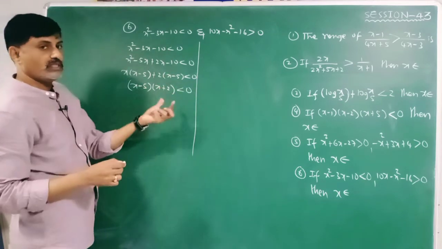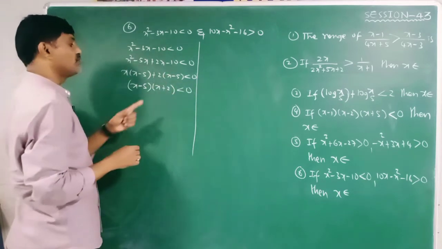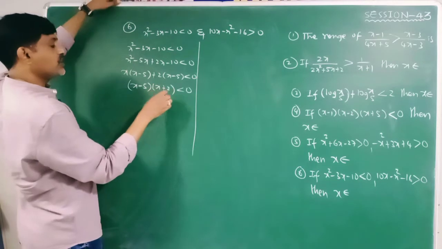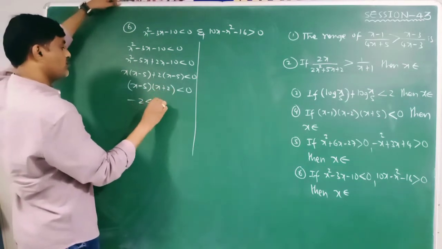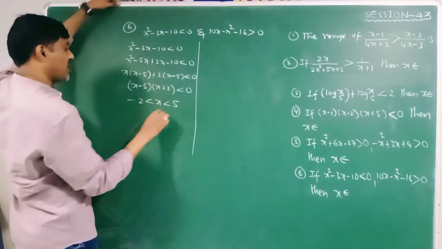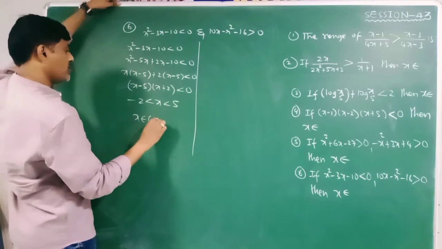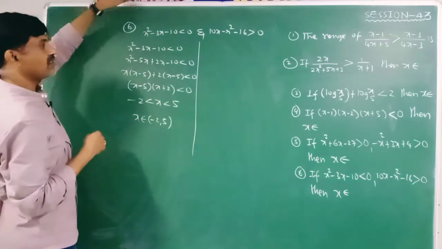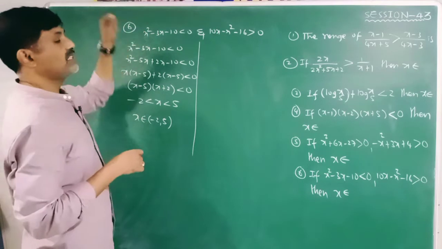Less than 0 means x always lies between the roots. Which one is the small root? Minus 2. Minus 2 is less than x is less than 5. Therefore x belongs to minus 2 comma 5. This is the interval of this inequation.